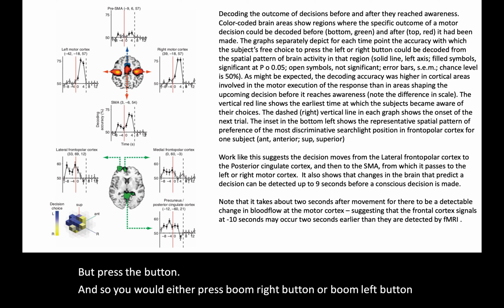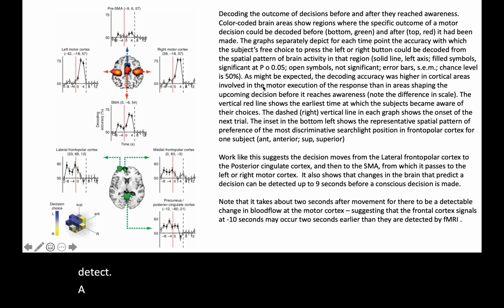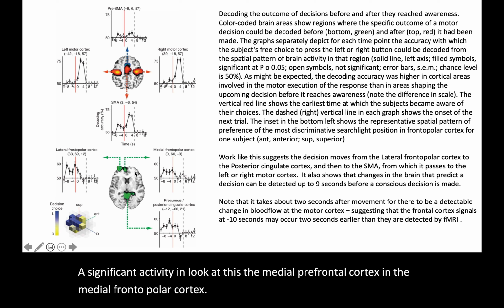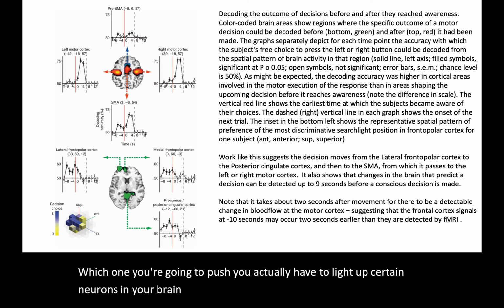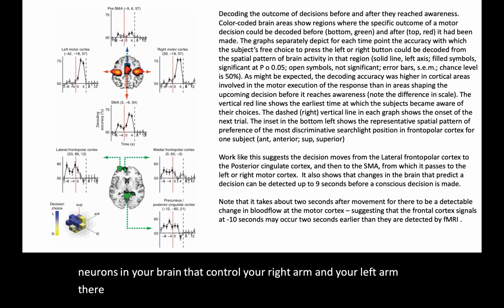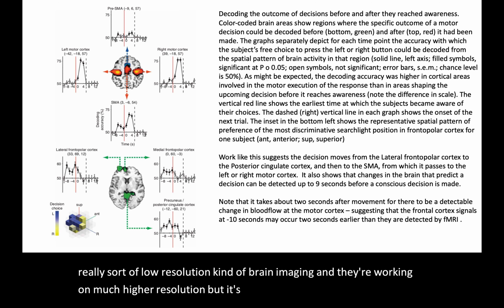And the thing is, let's look at these little graphs. So they were able to detect significant activity in, look at this, the medial frontal cortex and the medial frontopolar cortex. So depending on which one you were going to push, you actually have to light up certain neurons in your brain that control your right arm and your left arm. There is a region that controls each of these, but again, this is really sort of low resolution kind of brain imaging. And they're working on much higher resolution, but it's been tough so far.